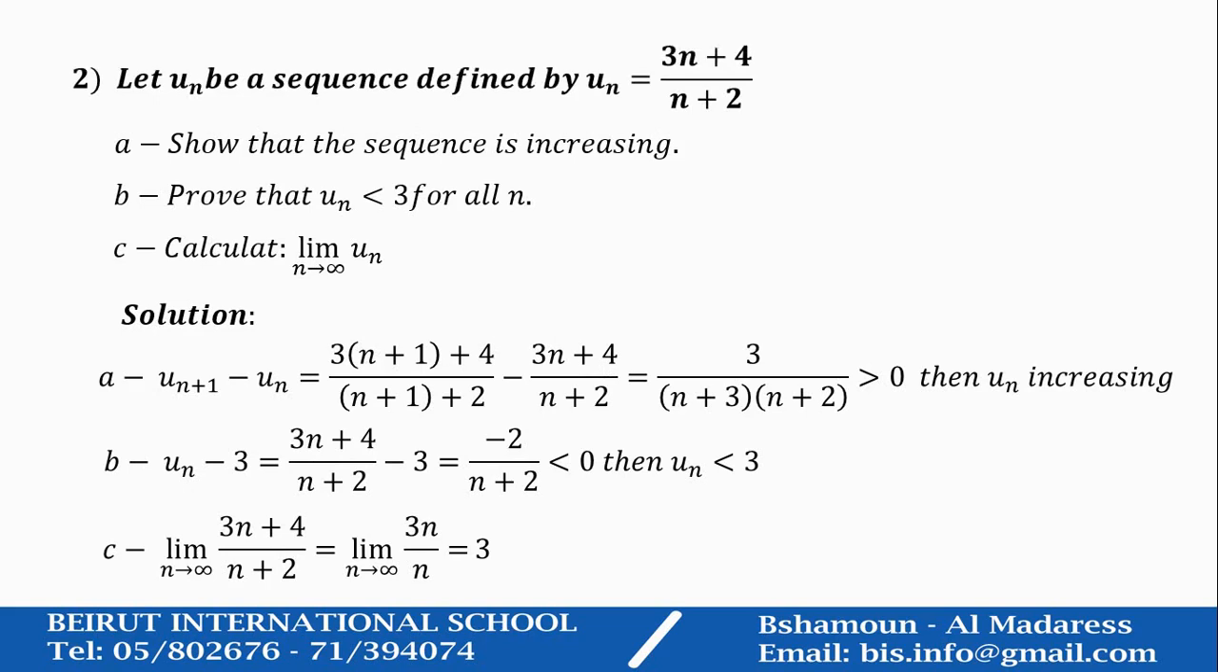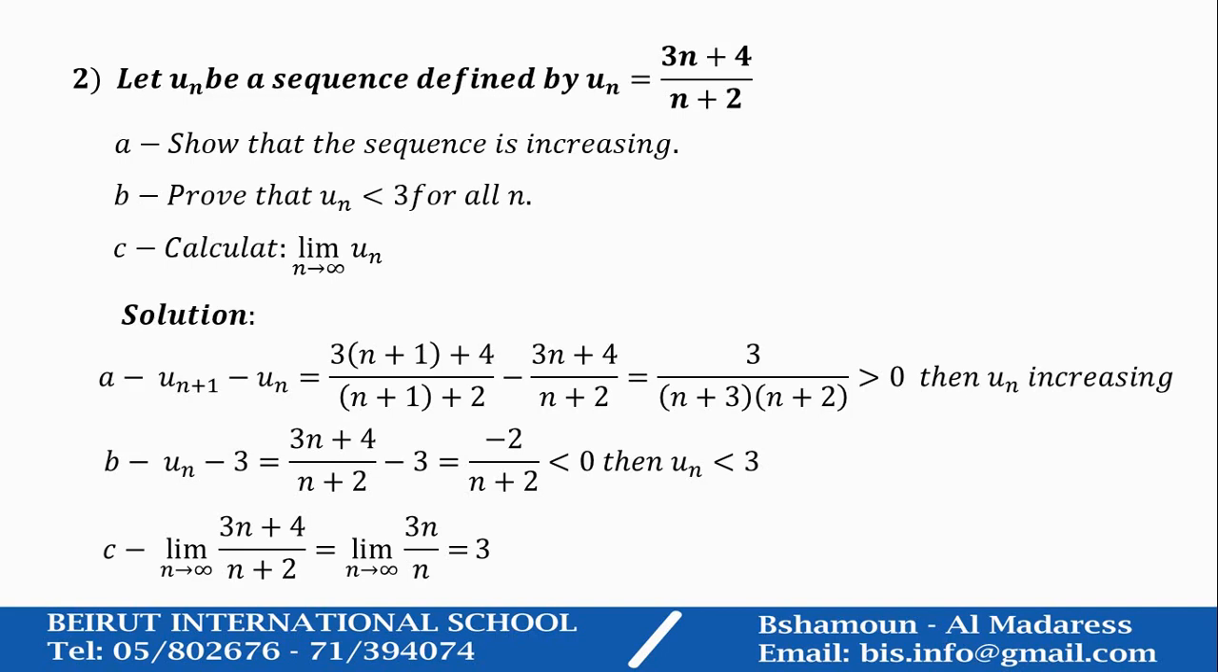Second example, let Un be a sequence defined by Un equals 3n plus 4 over n plus 2. Part A, show that the sequence is increasing. As we said earlier, to prove a sequence is increasing is to find the difference between any two consecutive terms. For example, Un plus 1 minus Un. In Un plus 1 you substitute n plus 1. You will end up with 3 into n plus 1 plus 4 over n plus 1 plus 2 minus Un, which is given as 3n plus 4 over n plus 2.